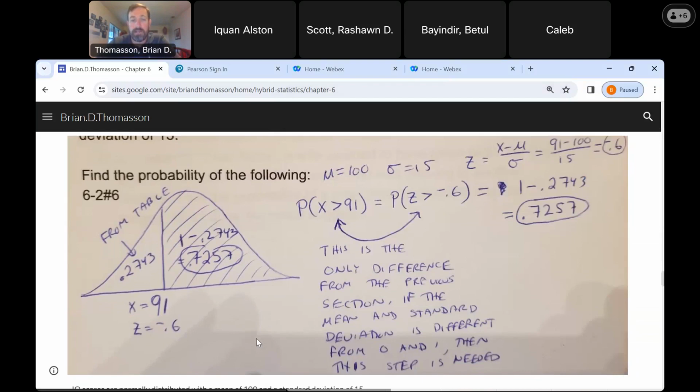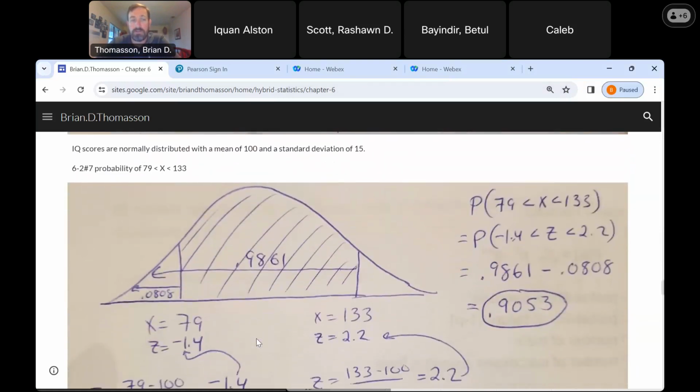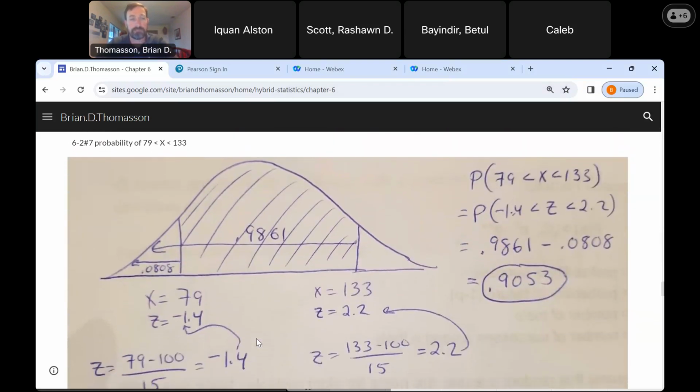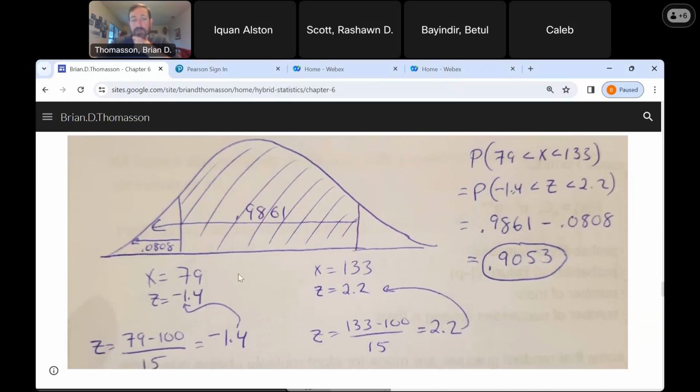All right, so let's see how that changes with number 7. We're still dealing with the same mean and same standard deviation, but now they want us to find the probability between 79 and 133. So they're giving us two values, and we want to find the area between them. Okay, so all this in the middle.